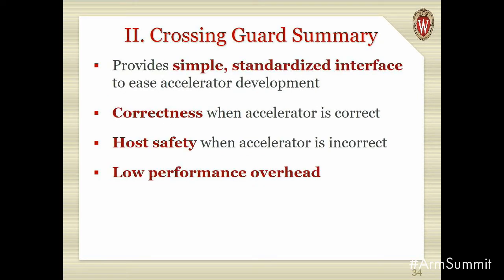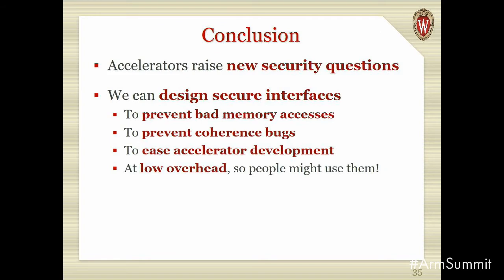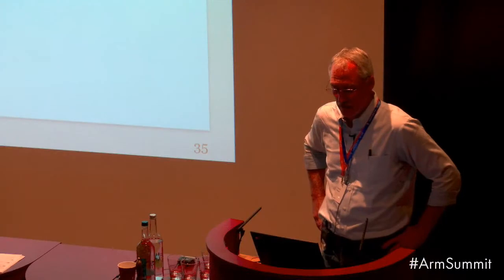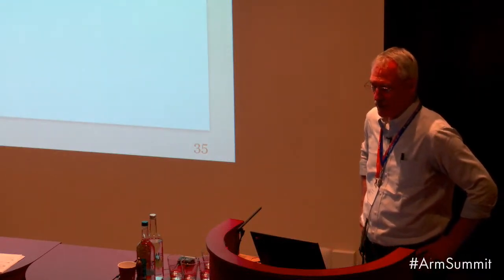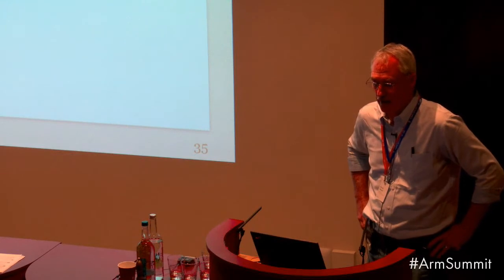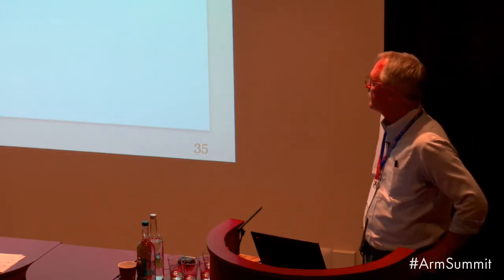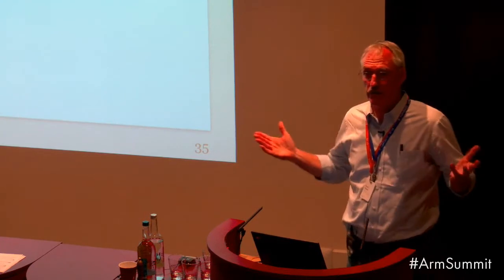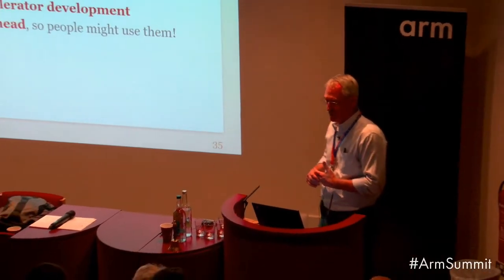Okay, so just to summarize, Crossing Guard provides a simple standardized interface to ease accelerator development. It guarantees correctness when the accelerator is correct. It provides host safety when the accelerator is incorrect. And I didn't show you any of the data, but we show that there's very low performance overhead. So just to summarize my talk, I think we all know that accelerators raise new security concerns and questions. What we've shown is that we can design secure interfaces to prevent bad memory accesses, to prevent coherence bugs, to ease accelerator development, and do all of this at low overhead so somebody might actually want to use them.